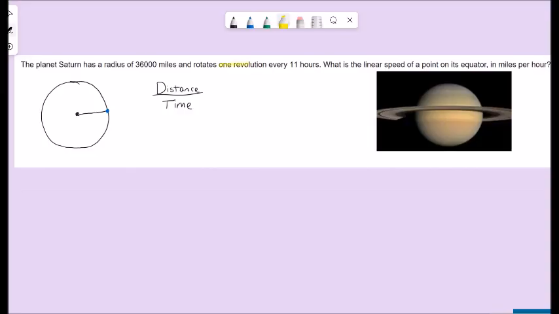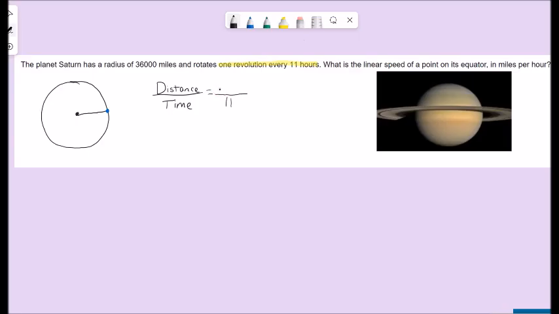So this is key information right there. 1 revolution every 11 hours, and that gives us our time. So I'm just going to put that right here right now. Okay, so 11. I'm going to be dividing by 11. Now we got to find out the distance.